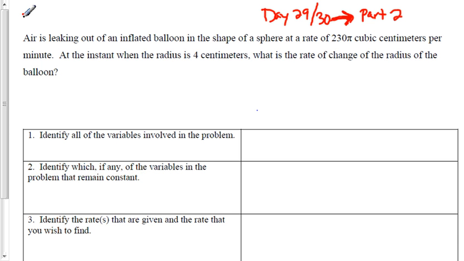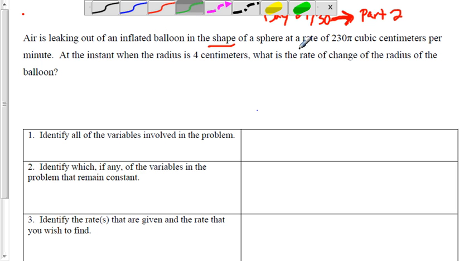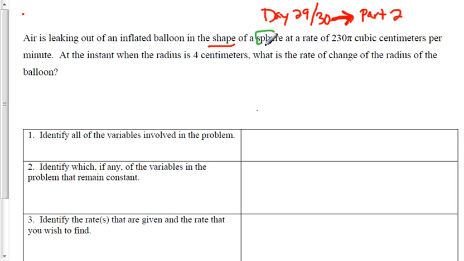what is the rate of change of the radius of the balloon? So let's go through and identify different parts of this question, and then we'll be able to hopefully set up an equation and talk about it from there. Down the road, we're going to have to figure out what we need to do when we know it's a shape. The shape is a sphere. Excuse me, I meant to circle the sphere. So now, what do they tell us?